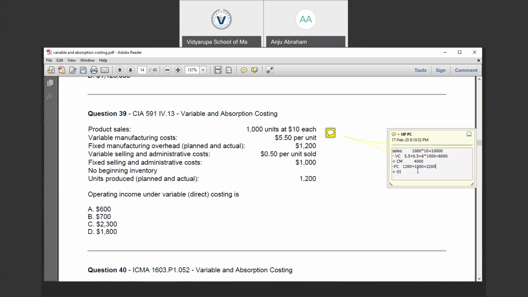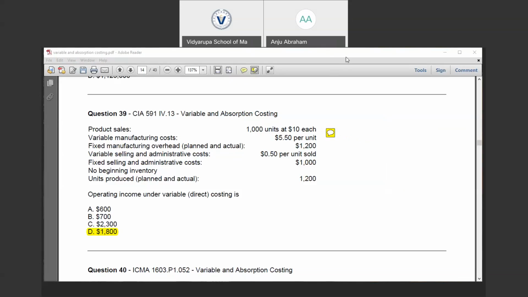So the operating income is 4,000 minus 2,200, which is 1,800. So the operating income under variable costing is 1,800. Option B. Is it clear? Okay.